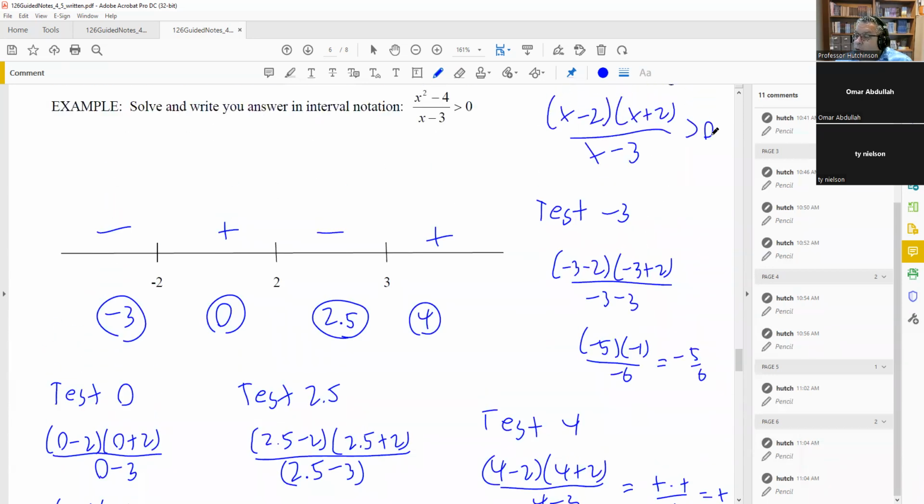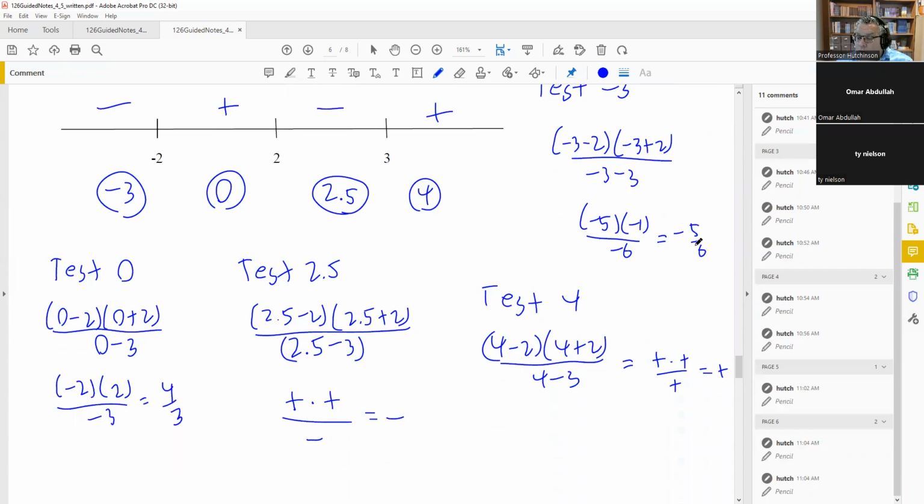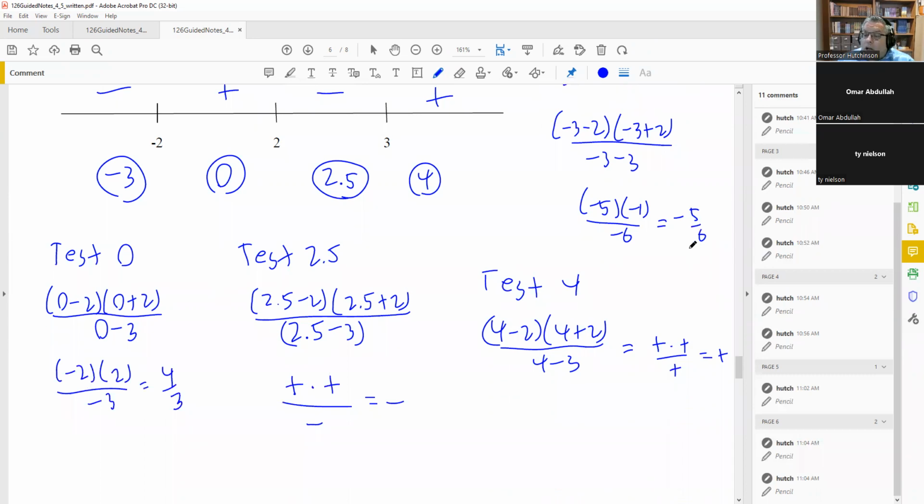Now this problem originally was greater than 0. So greater than 0 means I need to look for plus signs here. That's what that means. So I want to look for plus signs, and I'm going to write my answer. So the answer I'll put down here.